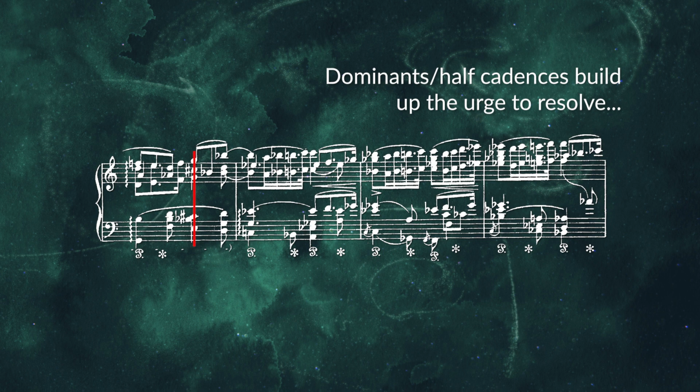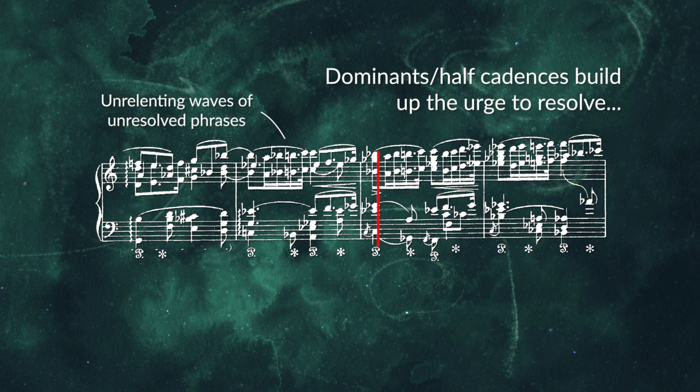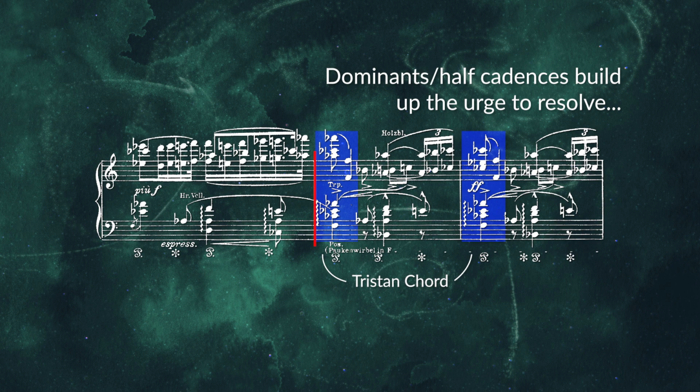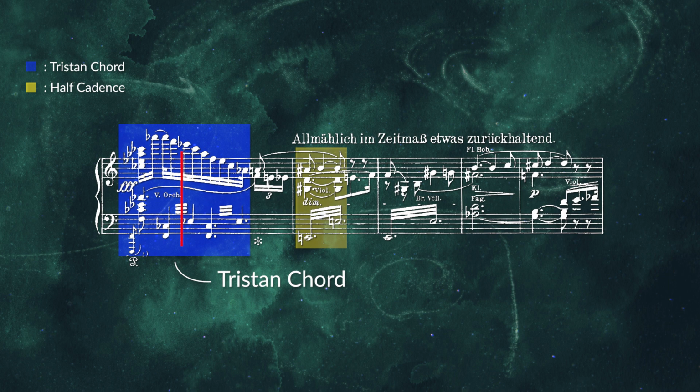However, the unrelenting waves of unresolved phrases drive the music into layers upon layers of phrases towards the climax of this prelude, where the Tristan chord repeatedly appears, each time stronger than the last, demanding again and again for a resolution. But as the music reaches the climax, it coincides with another Tristan chord that ultimately was denied yet again a fulfilling resolution, leading to a half cadence, similar to the music that opened the prelude.